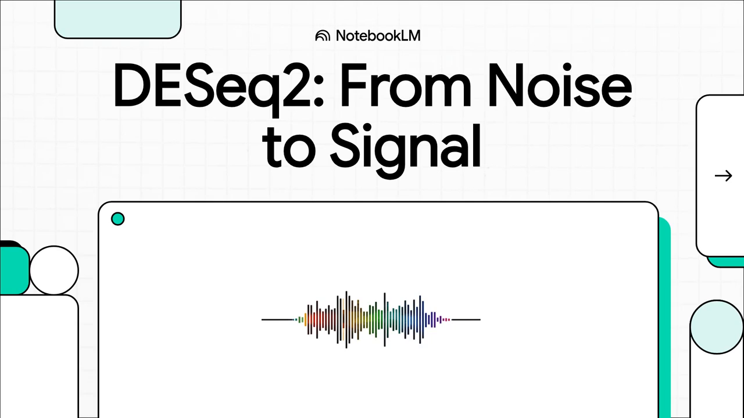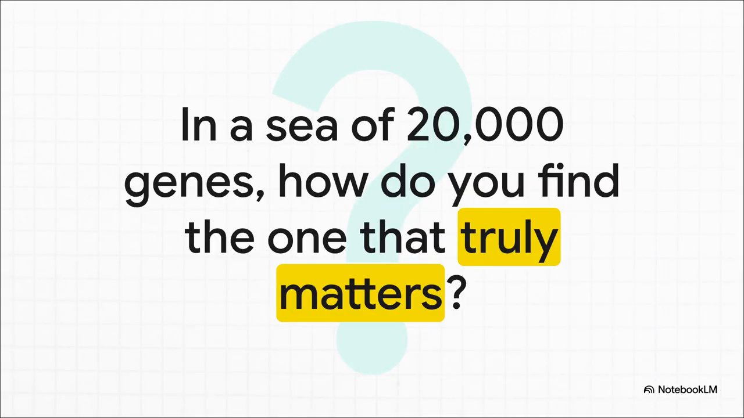You know, we're practically swimming in data these days, especially in biology. But with all that information floating around, how do we find the real story? The real question is, how do we separate a meaningful signal from all that distracting and often misleading noise? I mean, imagine you're a scientist. You're staring at data from over 20,000 genes all working inside a cell. So, how do you find the few that actually matter?